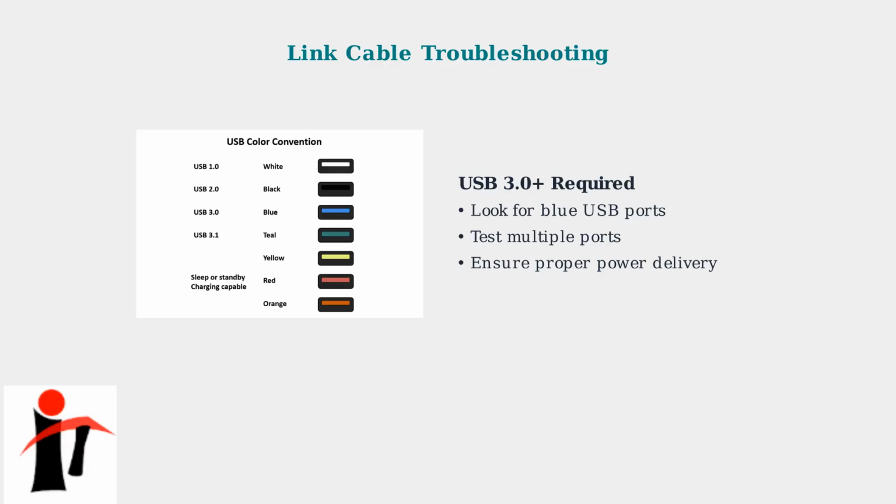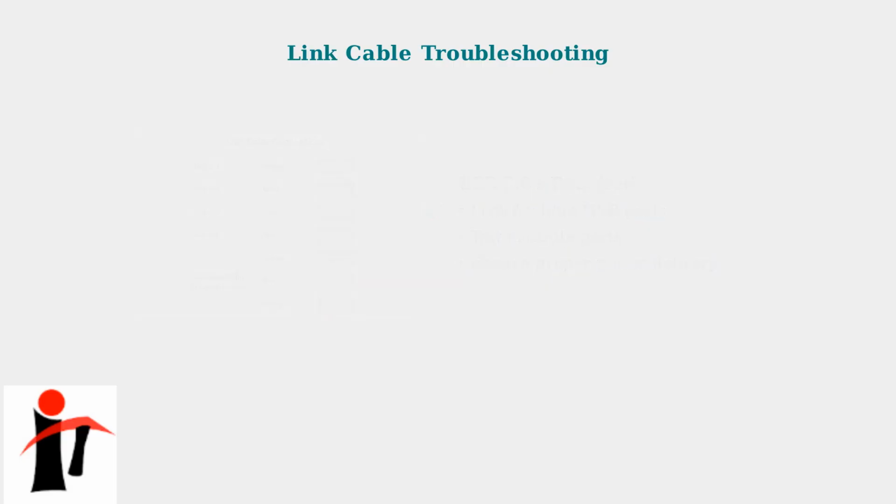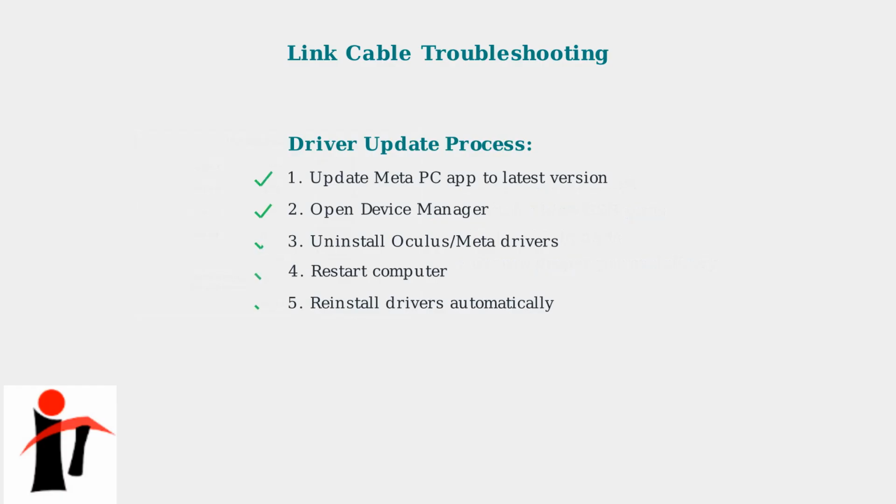The first step is testing your cable with different USB ports on your computer. USB 3.0 ports are typically blue in color, as shown in this chart. These ports provide the necessary bandwidth and power for stable Quest 3 connectivity. Always test multiple USB ports if you experience connection issues. Next, update your Meta PC app and reinstall the Oculus drivers through Device Manager. This resolves most driver-related connection problems.